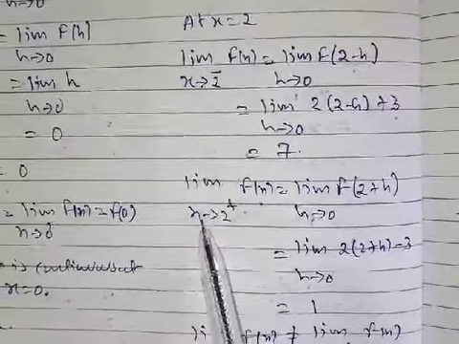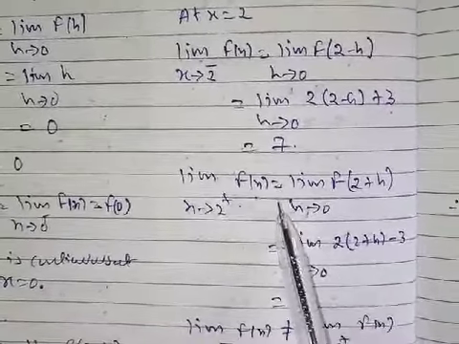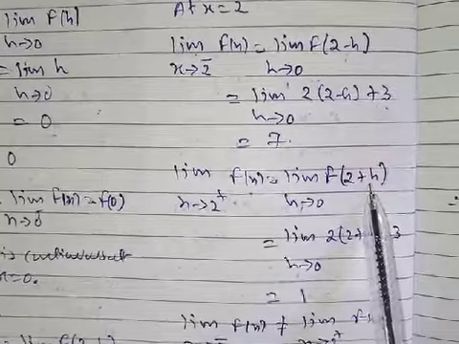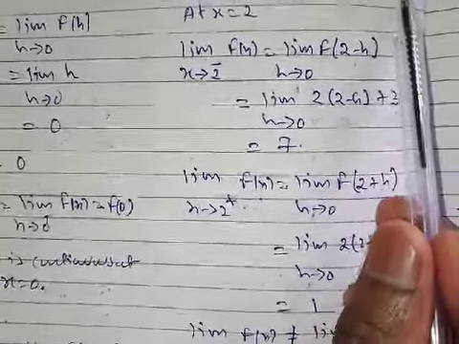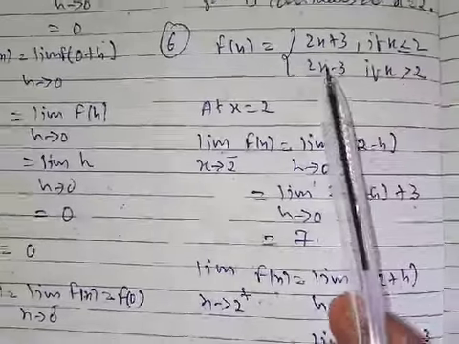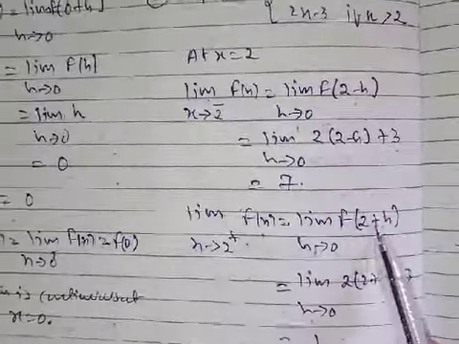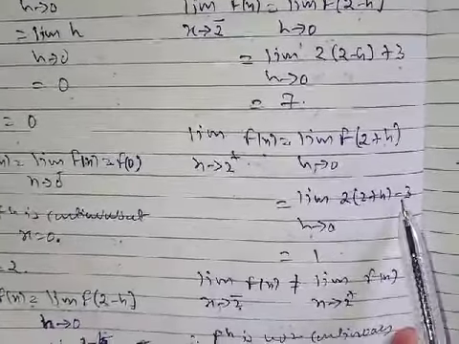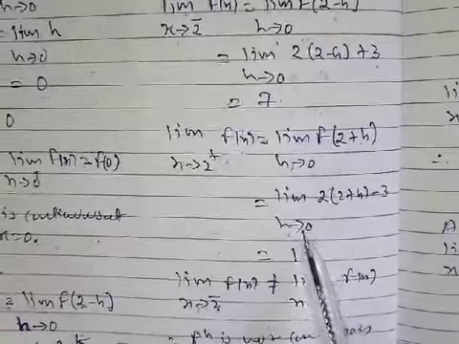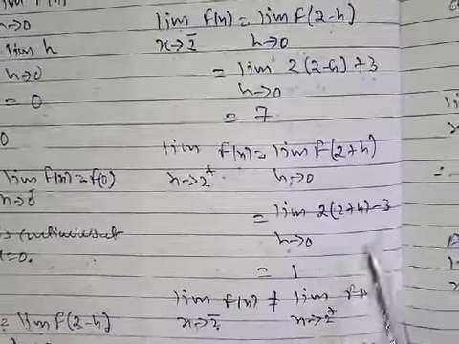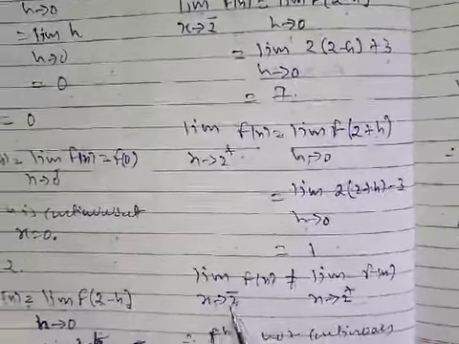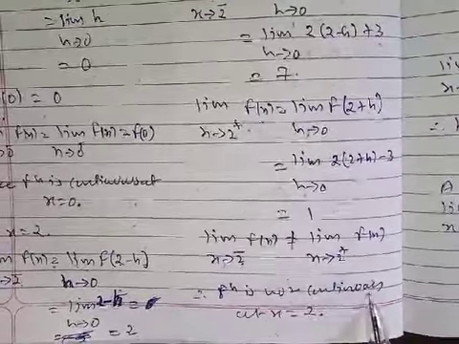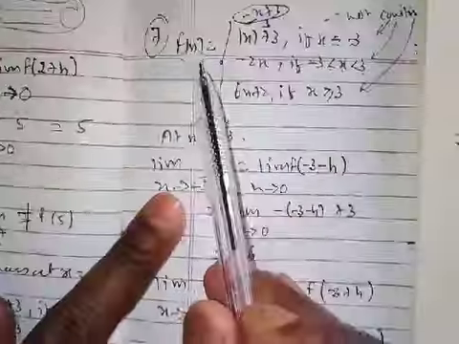Similarly, the limit x tends to 2 plus f of x, how will we write it? Limit h tends to 0 f of 2 plus h. And where will we substitute? Where x is greater than 2. What is the function? 2x minus 3. In place of x, what will we write? 2 plus h. So limit h tends to 0, 2 in the bracket 2 plus h minus 3. So what do you get? h is equal to 0. So 2 twos are 4, 4 minus 3 is 1. So limit x tends to 2 minus f of x is not equal to limit x tends to 2 plus f of x. So the function is not continuous at x is equal to 2, is it?